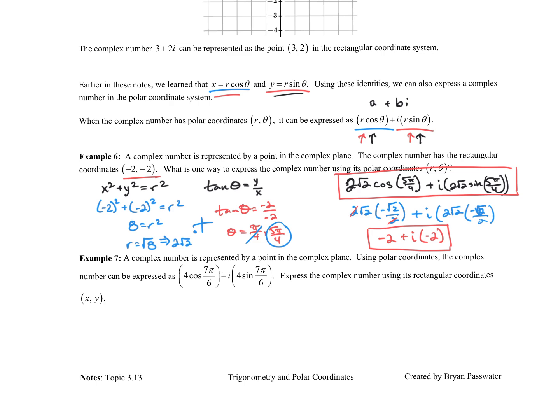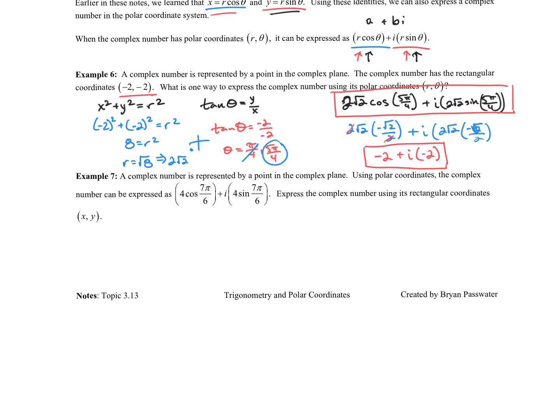Let's keep moving. So example 7. I need another good reader. Ella, thank you so much for volunteering. A complex number is represented by a point in a complex plane. Using polar coordinates, the complex number can be described as 4 cosine of 7 pi over 6 plus i times 4 sine of 7 pi over 6. Express the complex number using its rectangular coordinates x, y.